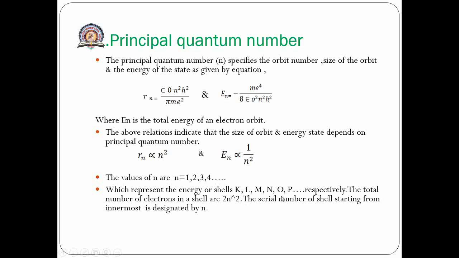The 2n square means that for the K shell, where n is 1, there are 2 electrons, the L shell has 8 electrons, and the M shell has 18 electrons, and so on. From this formula we have to calculate the electrons in various shells.